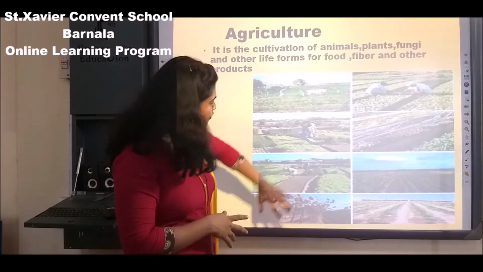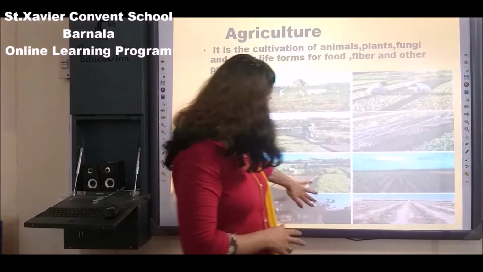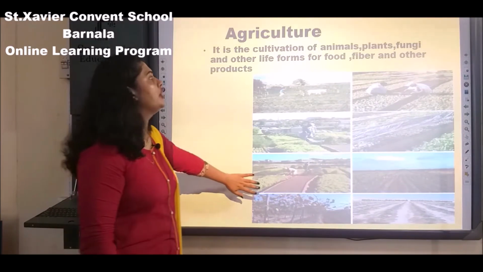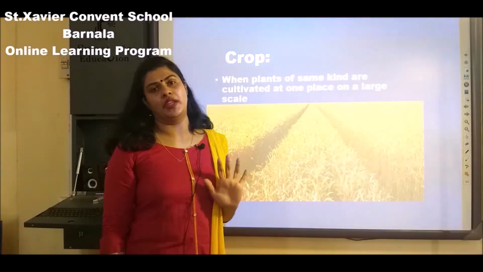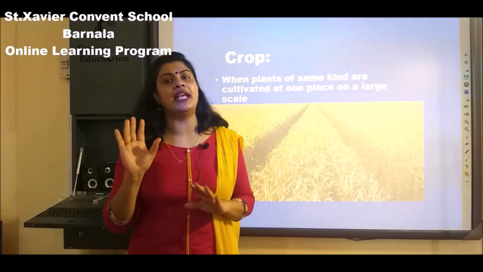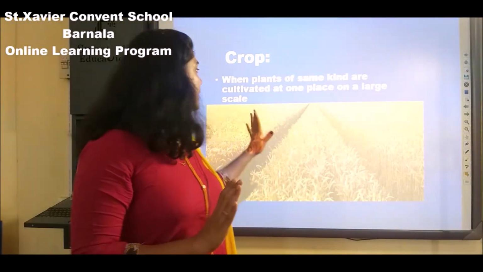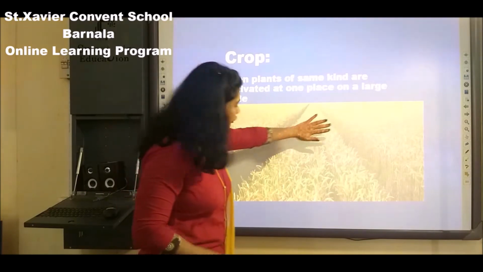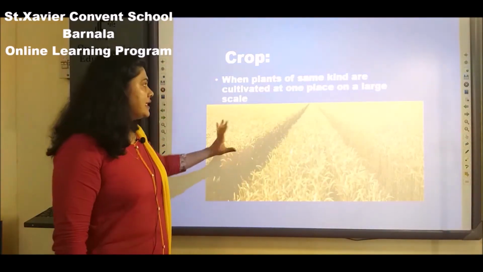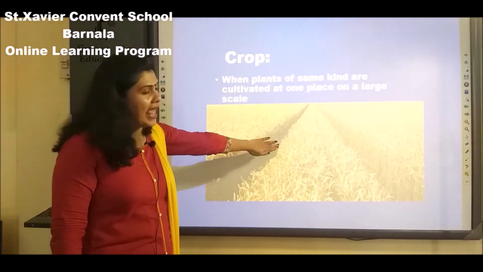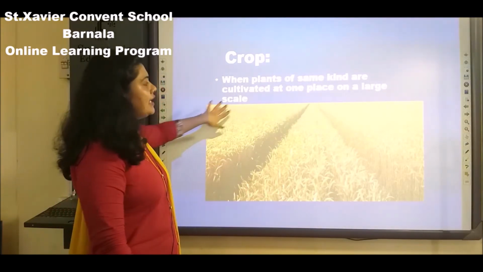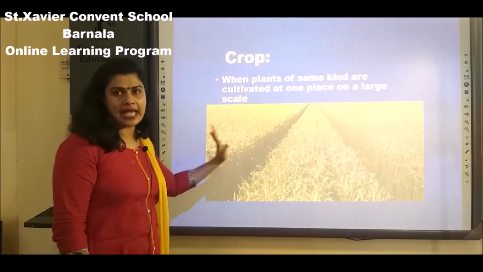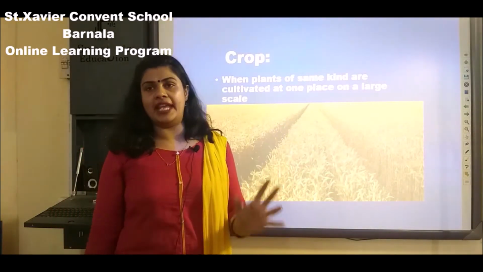Here you can see in this picture different types of cultivation. This is agriculture. Next we are going to discuss crop. Same kind of plants being cultivated on a large scale. In this figure you can see a crop of wheat. That means the same wheat plant is cultivated at one place on a large scale. That is known as a crop. For example, paddy, wheat, etc.